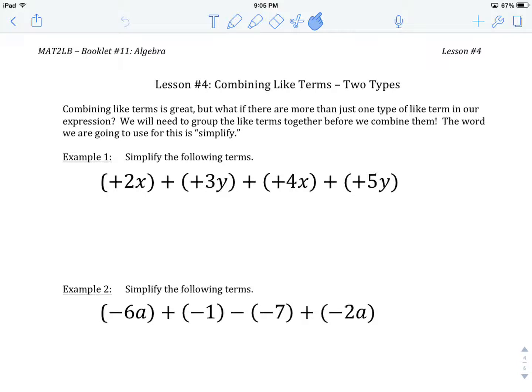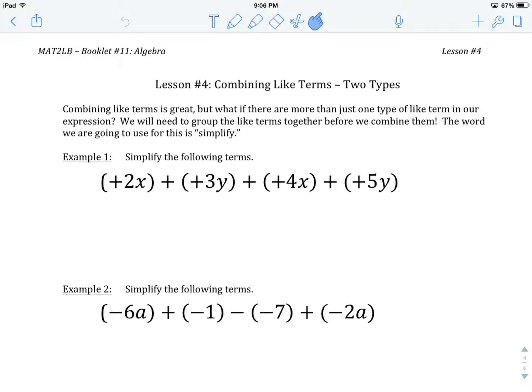Welcome to Algebra, lesson number 4, combining like terms, two types. So in our last lesson, we looked at combining two terms that we knew were alike, and we decided that we would do it in much the same way that we did combining integers, where we were always looking for addition to be the operation we were performing, and we combined the integers such that we ended up with a new sum at the end that was a combination of those two integers, and we kept the variable that we had in our like term.